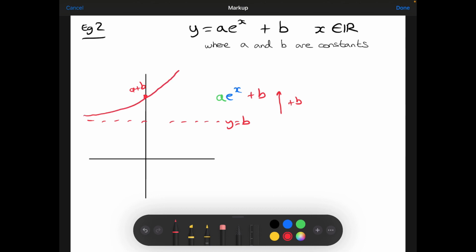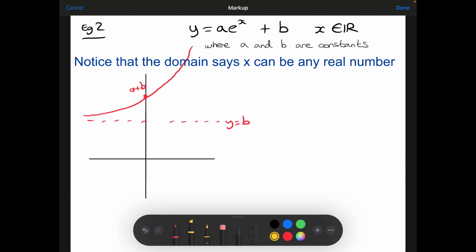And it will look something like that. So now we've drawn that, let's think about the range. What's the biggest that y can possibly be? What's the smallest that y can possibly be?